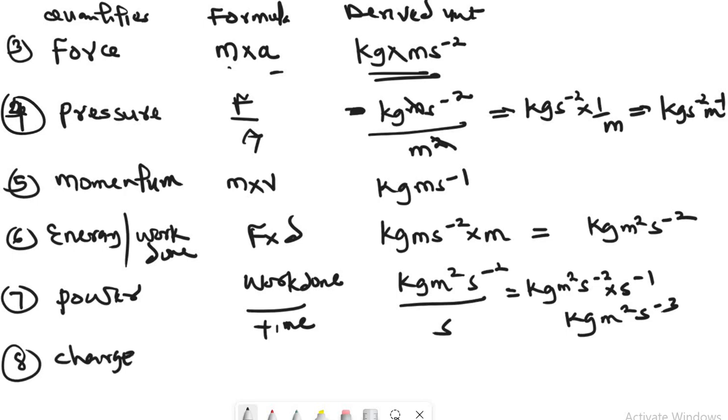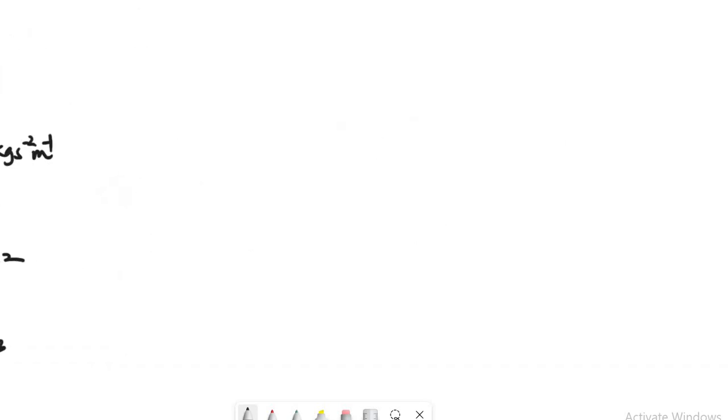Number 8, let's see charge. Electric charge, Q. The symbol is Q. Electric charge is current times time. Current is measured in amperes, time in second. Let's see more. We stop at 8.